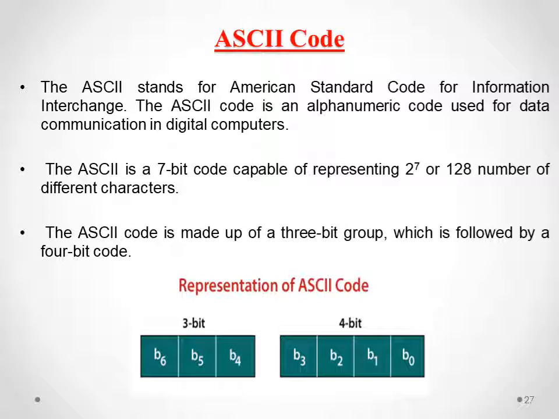This ASCII stands for American Standard Code for Information Interchange. This is an alphanumeric code used for data communication in digital computers. This ASCII is a 7-bit code capable of representing 2 power 7, or 128, different characters. This is made up of a 3-bit group which is followed by a 4-bit group. This is the representation of ASCII code.